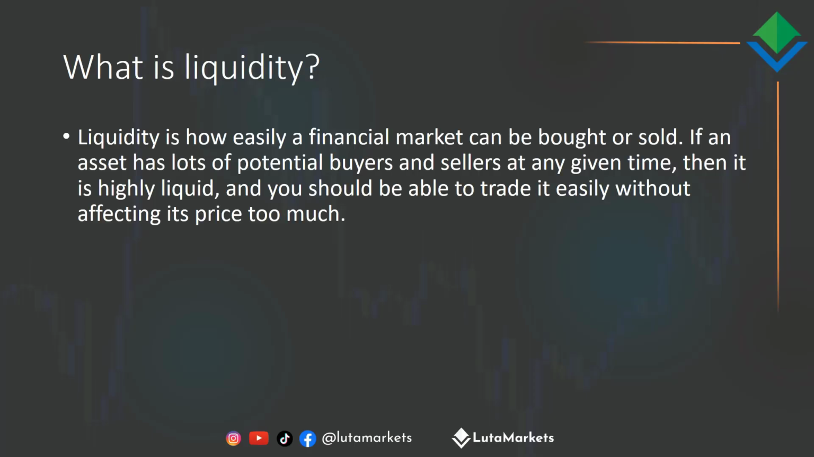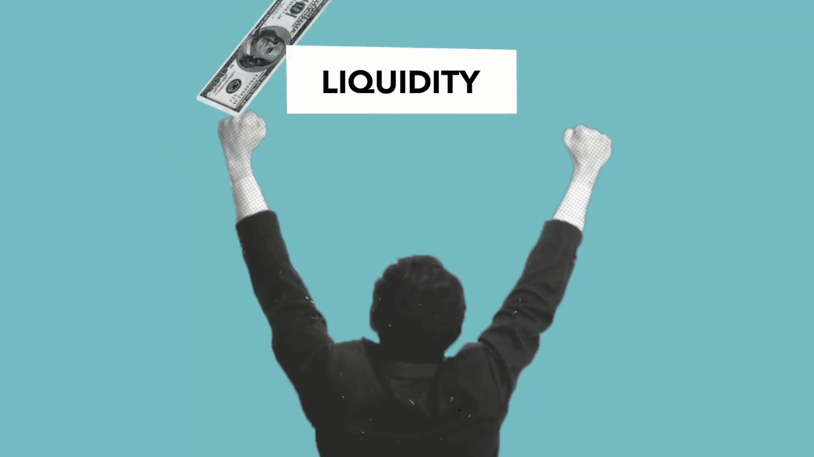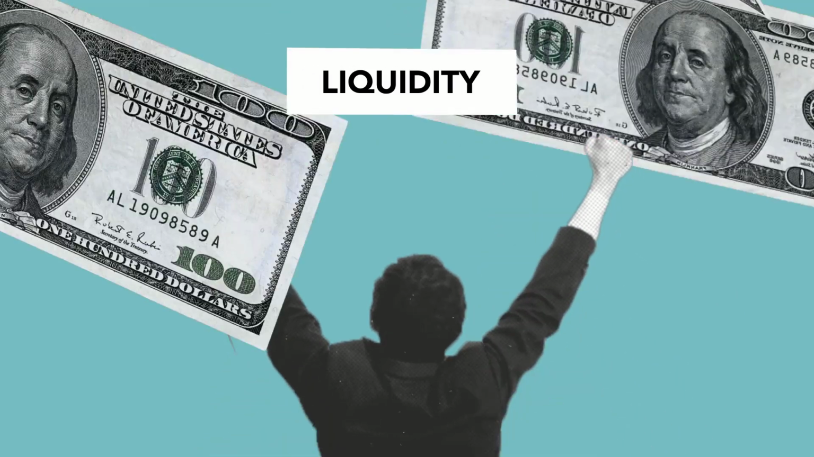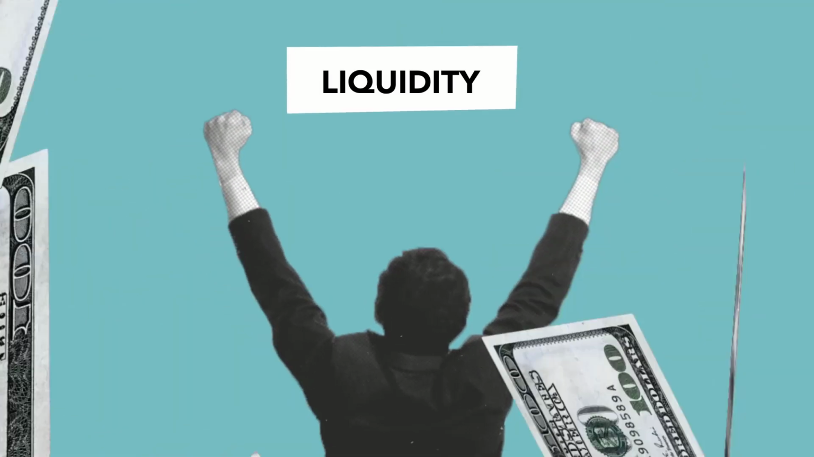What is liquidity? Liquidity is how easily a financial market can be bought or sold. If an asset has lots of potential buyers and sellers at any given time, then it is highly liquid, and you should be able to trade it easily without affecting its price too much. If buyers and sellers are scarce, on the other hand, you may struggle to find a suitable trade. Liquidity is an important factor in financial markets. It enables traders to move quicker and keeps prices competitive. Less liquid markets are generally perceived to be riskier than highly liquid ones.